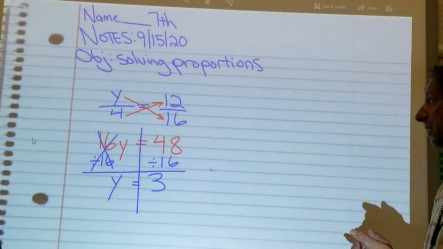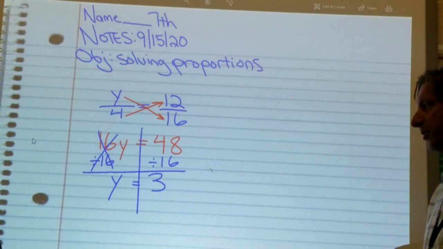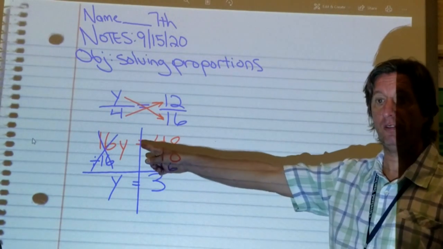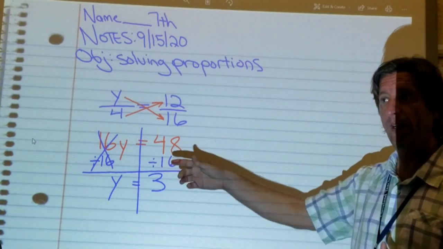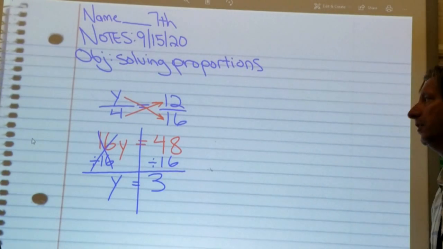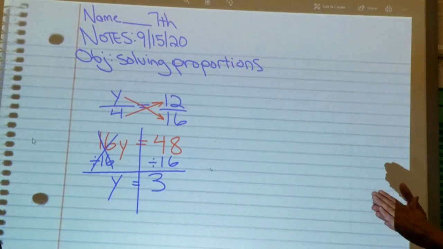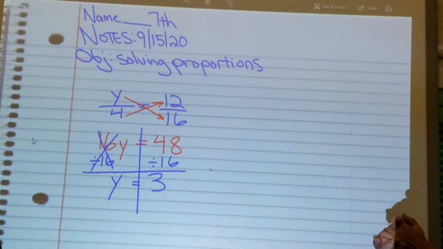So that's how you solve proportions. You just cross multiply. It creates an equation, just like the ones we've been doing. Then you solve the equations. So it shouldn't be too hard. I want you to try some of those today and see how you do.